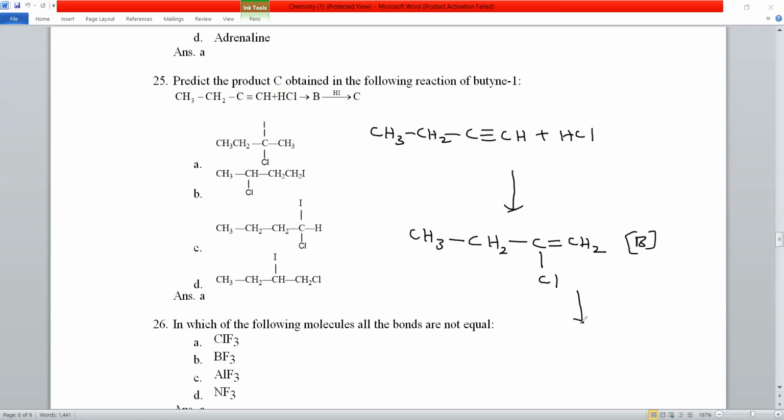At the same time we can go for HI, same Markovnikov addition only. Markovnikov. Same thing here also, Markovnikov question. So hydrogen, we have to add to the carbon which has more number of hydrogens. Here should be the iodine. So check the product, students. So 2-chloro-2-iodobutane is the answer. Option A is the correct answer.